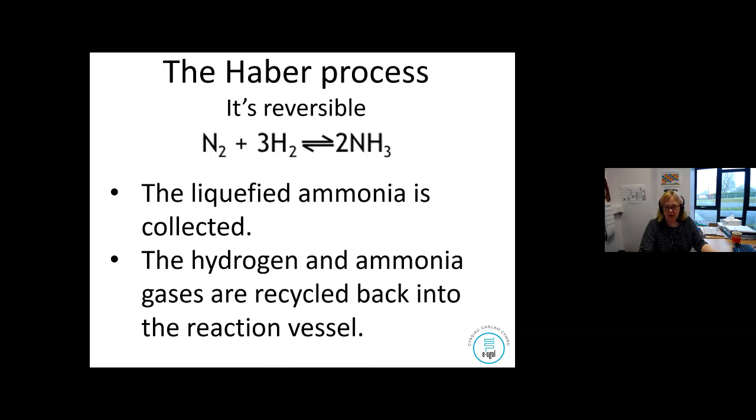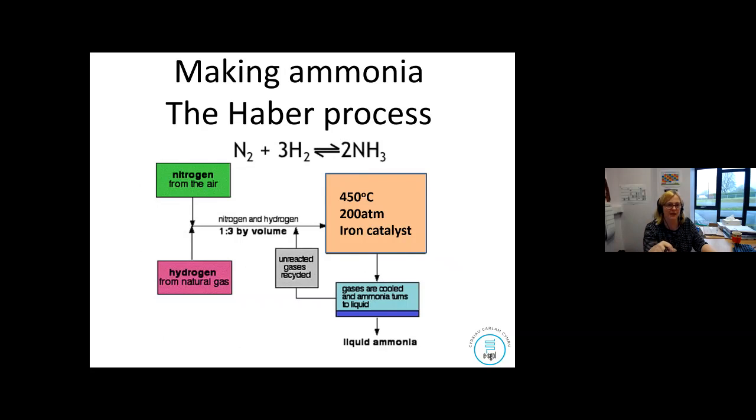Anything that wasn't used up, so any hydrogen and nitrogen that remained, it simply gets pumped back into the beginning. Okay, so the hydrogen and nitrogen are recycled back into the reaction vessel, and the whole process starts again. So they don't have any wastage. Anything that is wasted or not reacted, they pump back to try and make it react again.